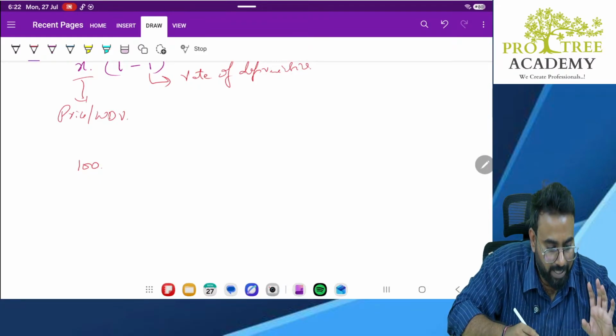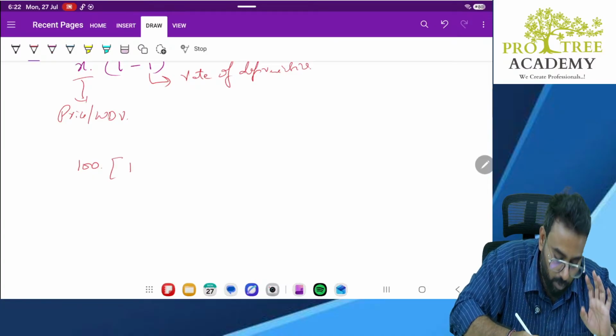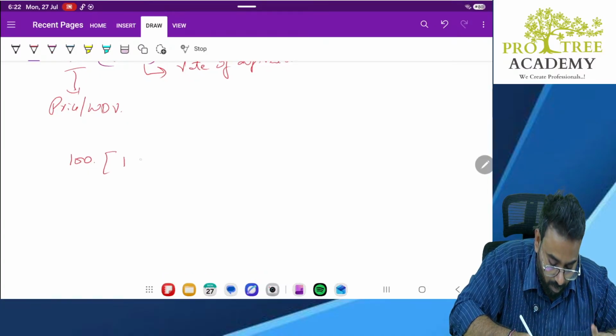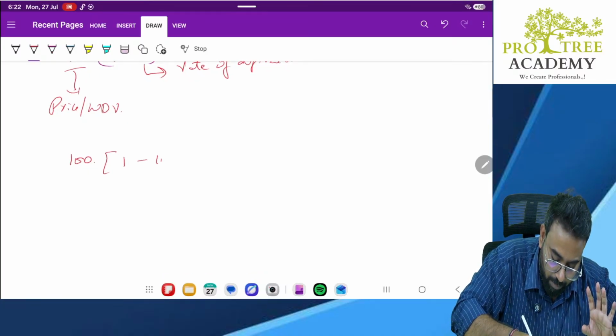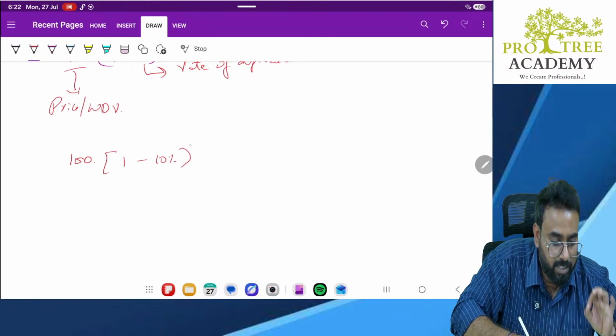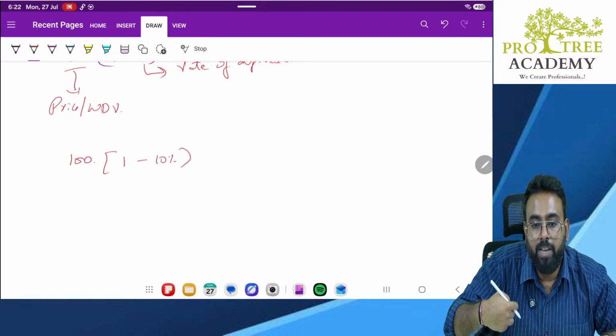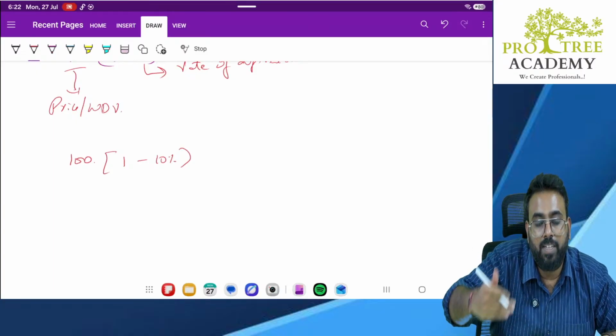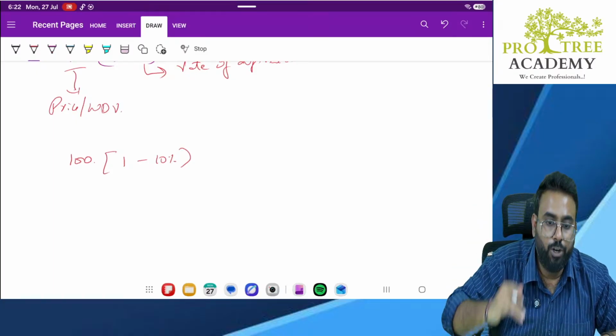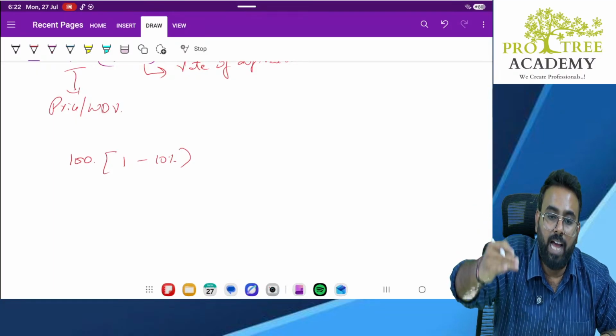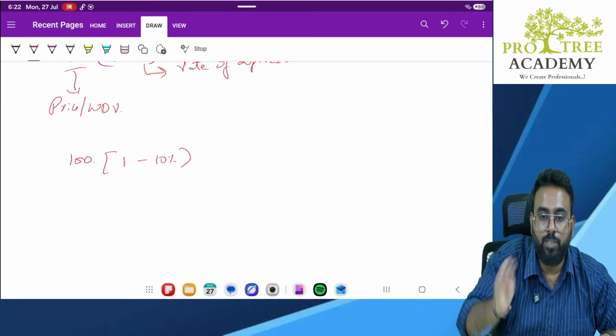Let's assume our price is 100 rupees and our rate of depreciation is 10%. And suppose I want to know what will be my WDV after 3 years. If you are students, what will you do?